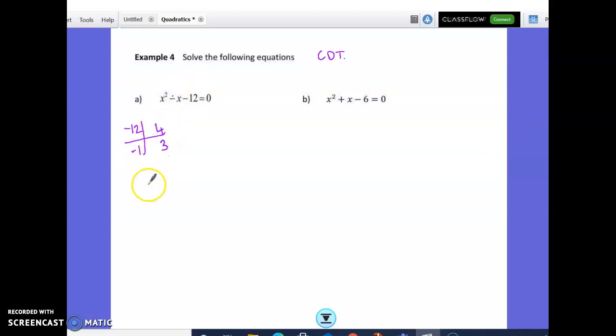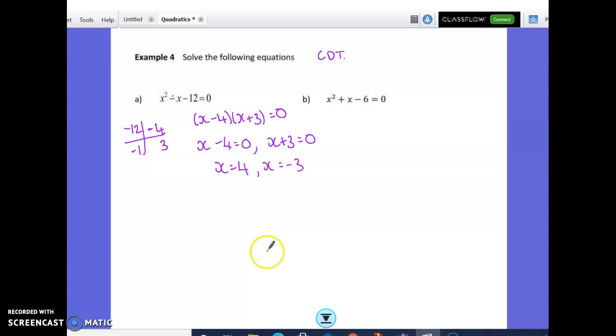That's got to be 4 and 3. One of them needs to be negative. I want minus 1, so I want minus 4 plus 3. So we get x minus 4, x plus 3 equals 0. That's going to really annoy me that my equations aren't in line now. I'll try and get over it. So we get x minus 4 is 0, x plus 3 is 0. That gives me x equals 4, x equals minus 3.